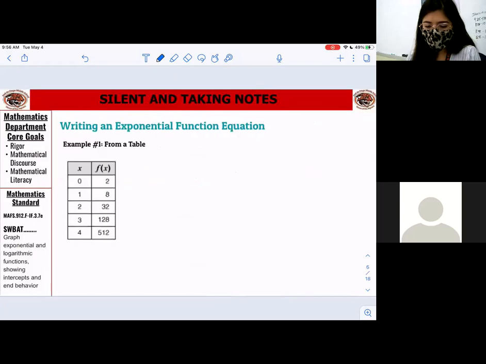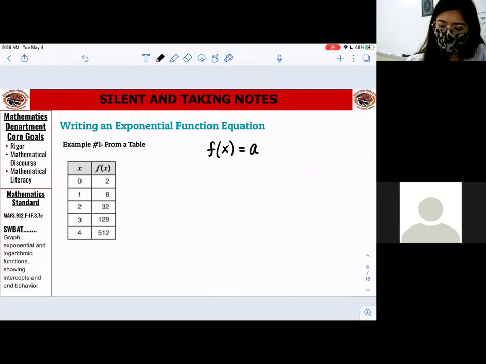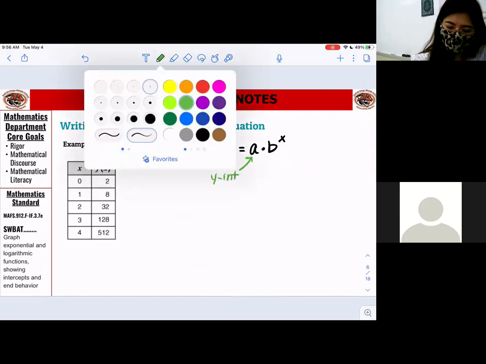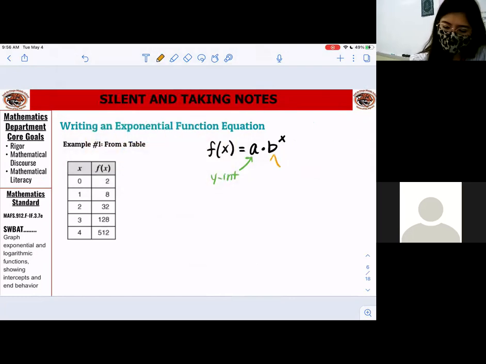Now writing an exponential function equation, we kind of did this in the bell ringer, so let's just review it. So we know it's f of x equals what? What are the letters I use? A and B, good. A times B to the power of x. What does A represent? Good, y-intercept. What does B represent? The rate, the percent rate.